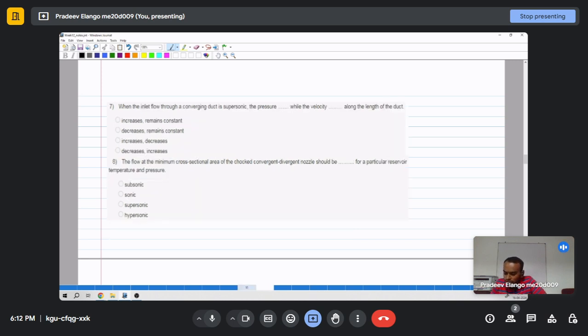When the inlet flow through a converging duct is supersonic, the pressure increases while velocity decreases because it acts as a diffuser. Pressure increases and velocity decreases. Next, the flow at the minimum cross-section area of the choked convergent divergent nozzle should be sonic for a particular reservoir temperature.